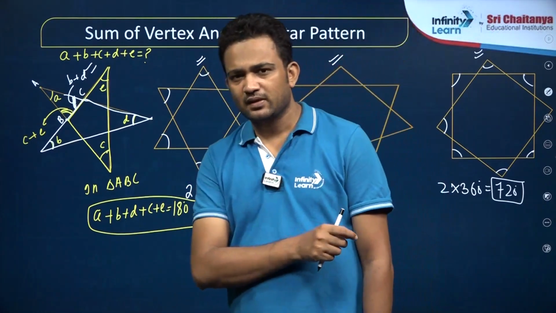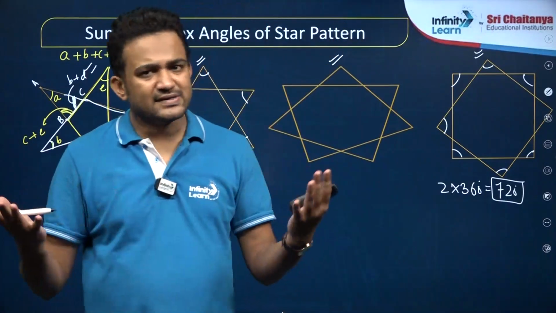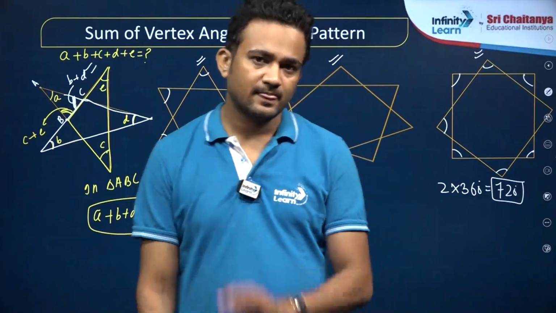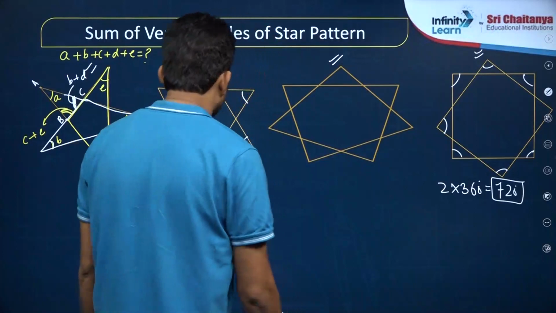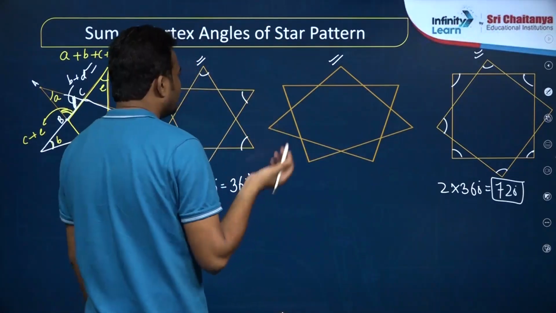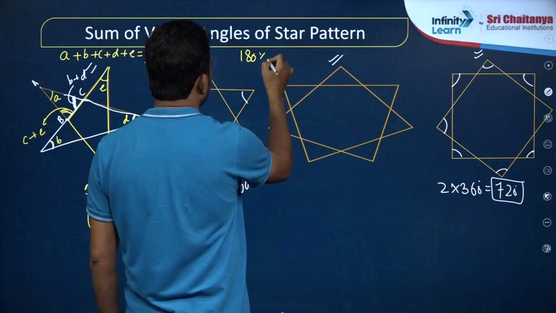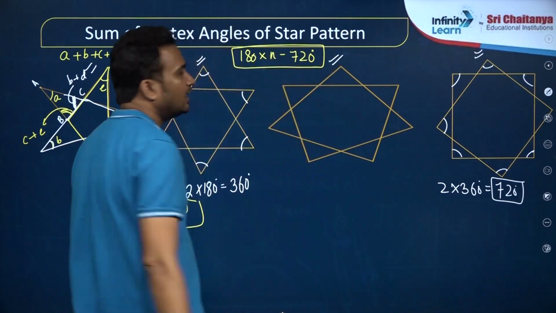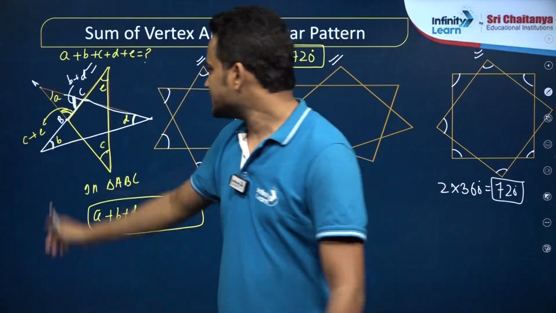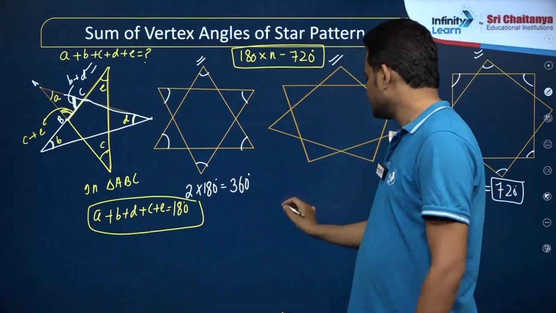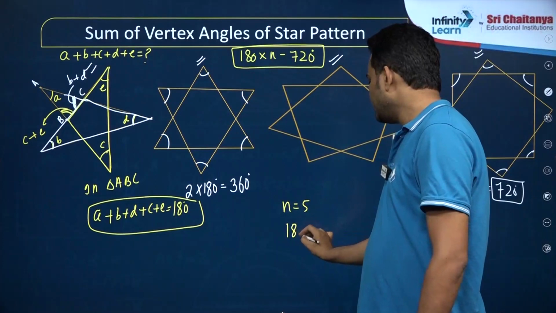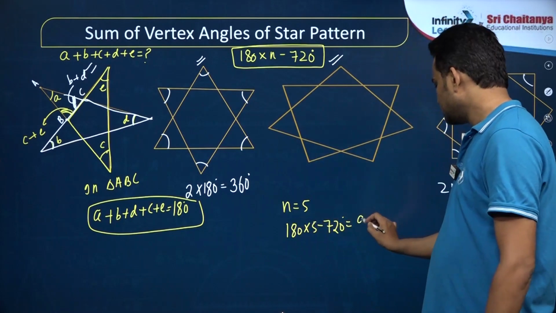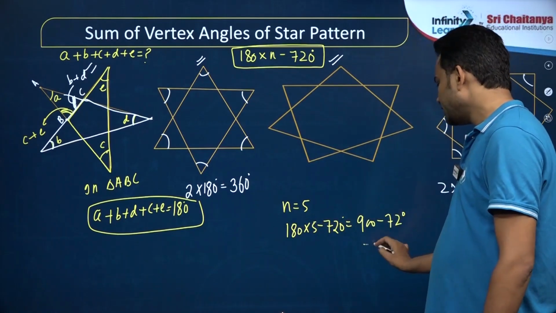So this is the method. But if we apply this method in the 7 vertex star, 9 vertex star, 11 vertex star, then definitely it will take time. So how will we do this? Yes. So for that, use this formula. Sum of vertex angle of any star is 180 into n minus 720 degree. Simply use this formula. And what is n? n is the number of vertices. So for this, n is 5. If I put n is equal to 5 here, so what will we get? 180 into 5 minus 720. That is 900 minus 720. So we'll get 180, right?